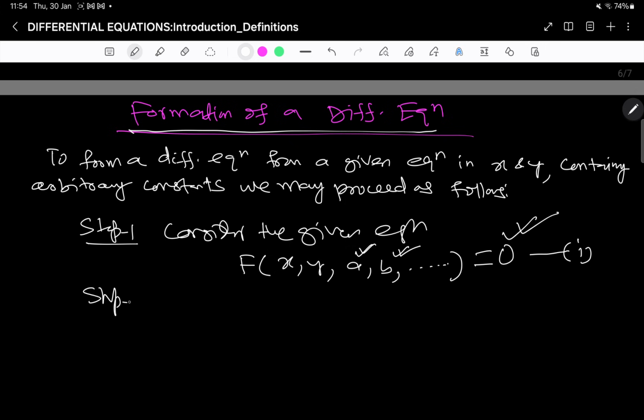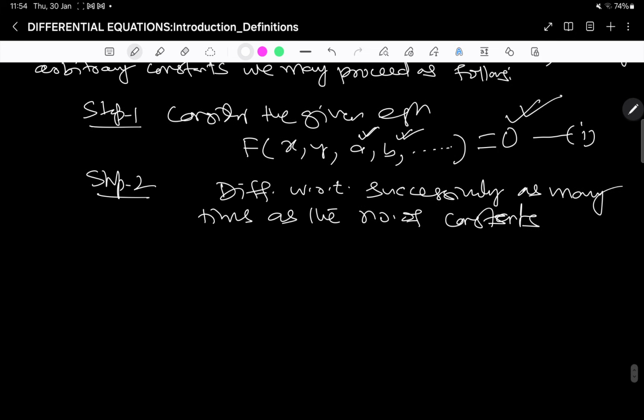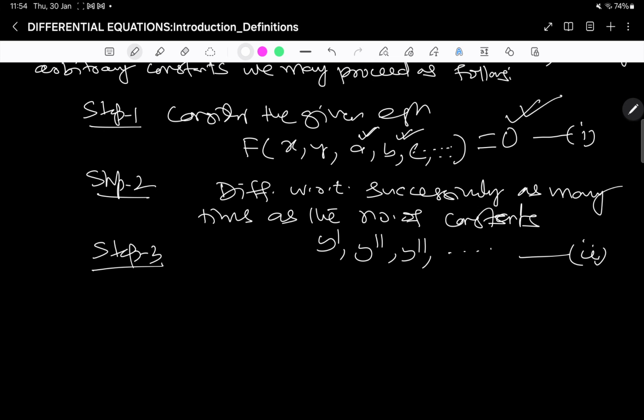Now in step 2, differentiate with respect to x successively as many times as the number of constants. If there are 2 constants, we have to find y dash and y double dash. With 3 constants, we have to find y dash, y double dash, and y triple dash. Suppose another constant is c, like that. This is my equation 2. Now we have to eliminate the constants.